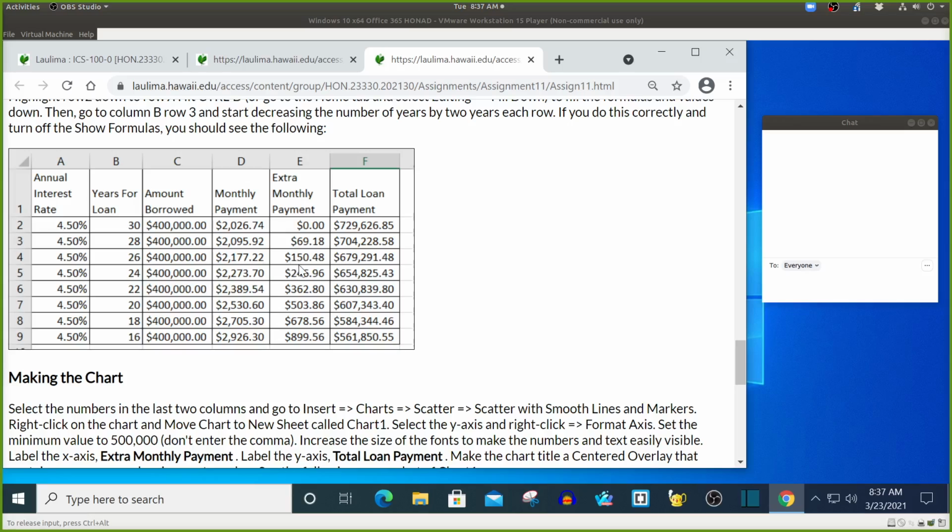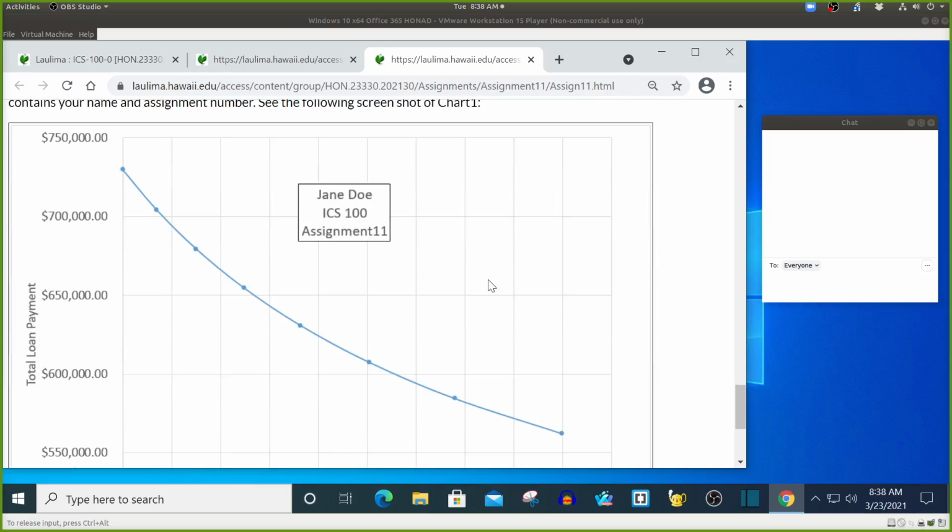But the general trend that you see is that if I want to reduce the length of the loan, the more I want to reduce it, the more I have to pay per month. But then the more that the total loan payment gets reduced. And you can see that in general, but the actual shape of the curve is something like this. It's not a straight line, but it flattens out like this.